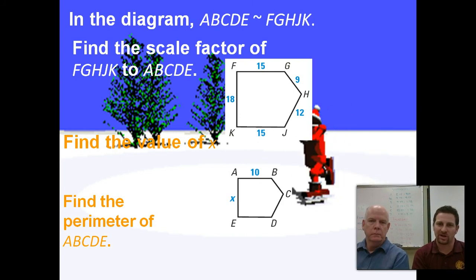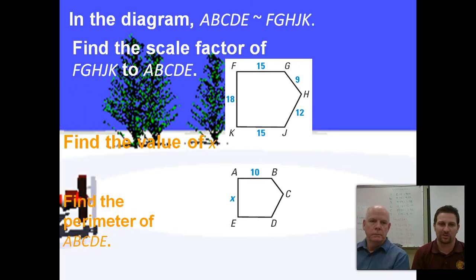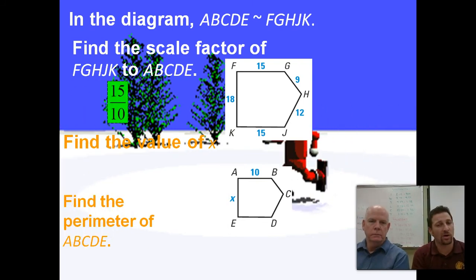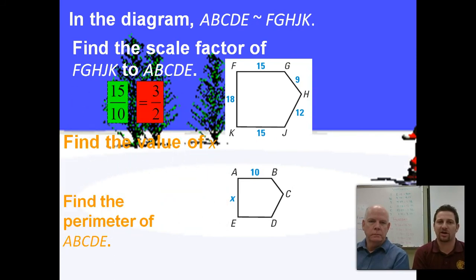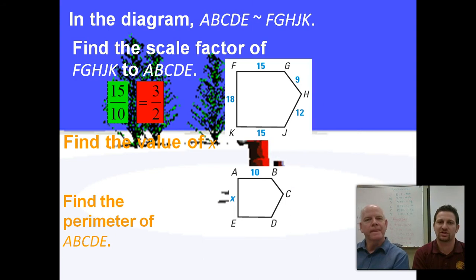So we're gonna make that scale factor either 15 over 10 or 10 over 15, depending on which way they go here, and it's larger to smaller. Okay, so there's a scale factor almost. What do we got to do? Reduce it. So if we reduce that down, we get a scale factor of 3 to 2. So that's how we came up with that scale factor of FG to AB.